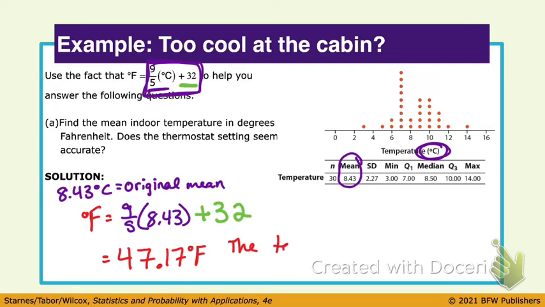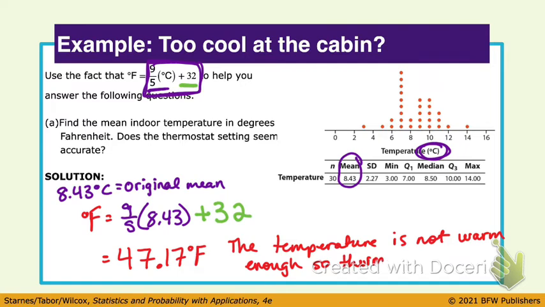The temperature is not warm enough, so the thermostat setting seems too low. So he might want to change that so his pipes don't burst.